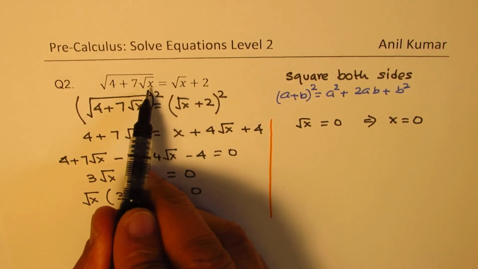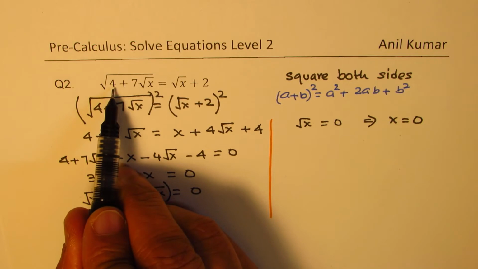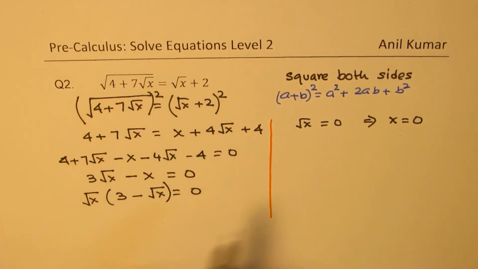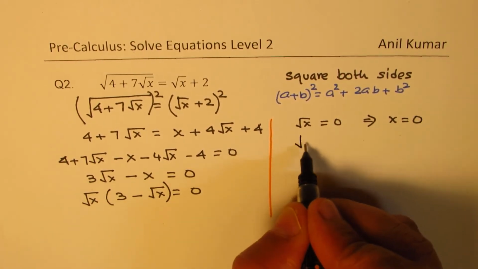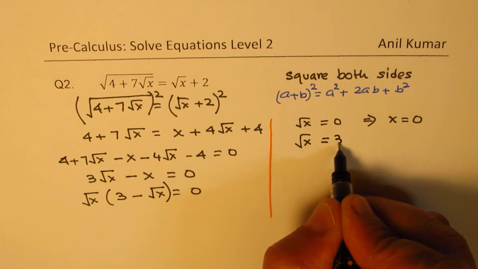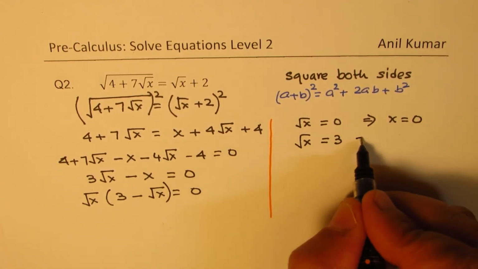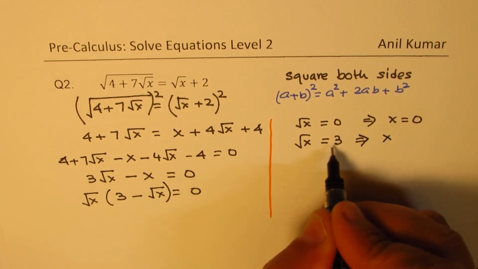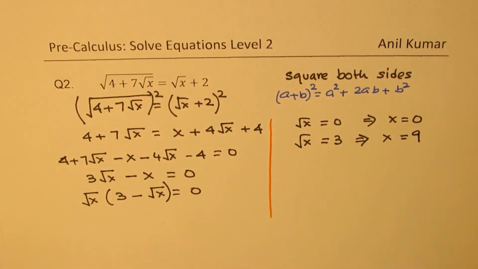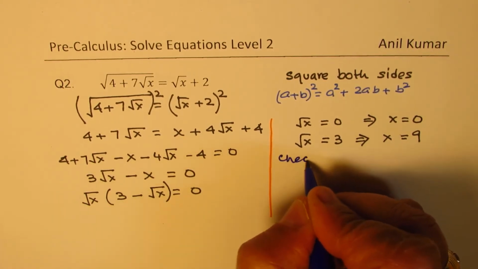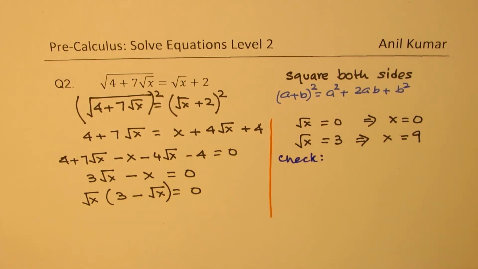Once you put x as 0 here, right, in that case you get 4 square root 2, and here you get 2. So both are 2, right? So that is a valid solution. The other solution is that square root of x is equal to 3, right? So that is the other solution. That really means that x is equal to square of 3, which is 9. Clear? Now whenever you have a square root function, it is a good process to check, right? So it's a good way to check your solution.